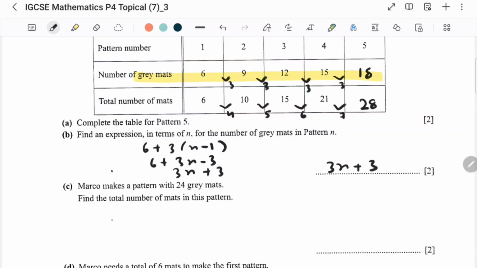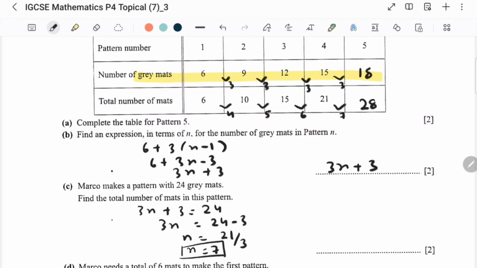Marco makes a pattern with 24 gray mats. Find the total number of mats in this. So we know that 3n plus 3 is the sequence for this one. 3n equals 24 minus 3, 21 over 3, that is equal to 7. Alright, so that's the 7th pattern.